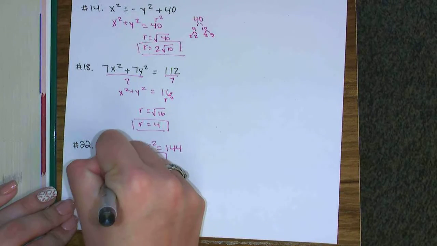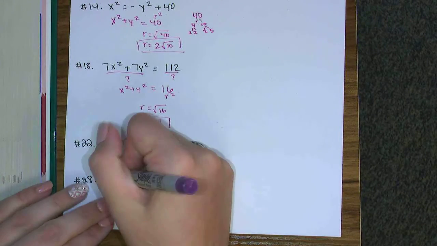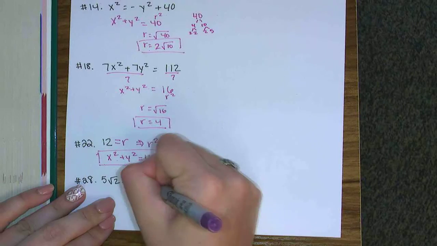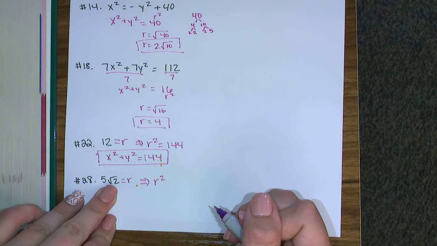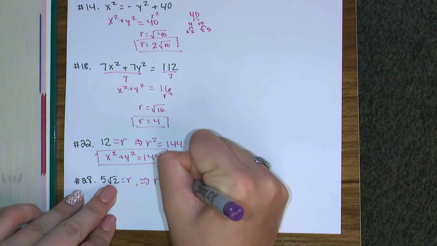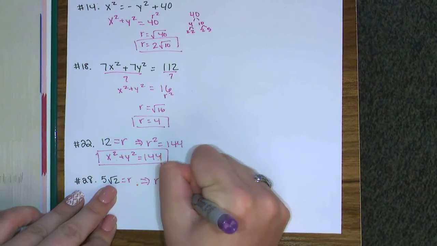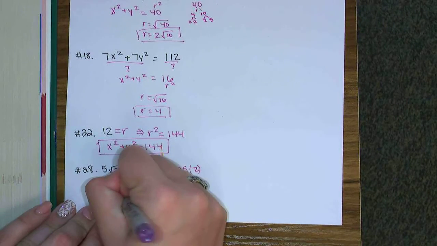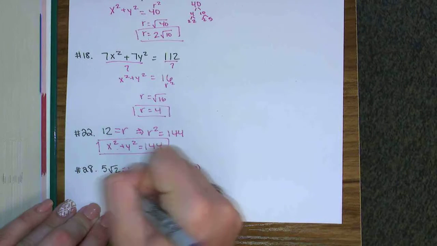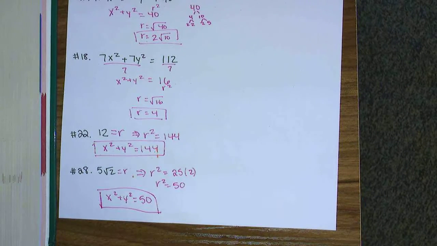5 square root of 2. So again, this is equal to r. But we need r squared, so r squared would be 25 times 2, so r squared is equal to 50. So then you'd have x squared plus y squared is equal to 50. And that's all you have to do for those ones. So super easy, super simple.